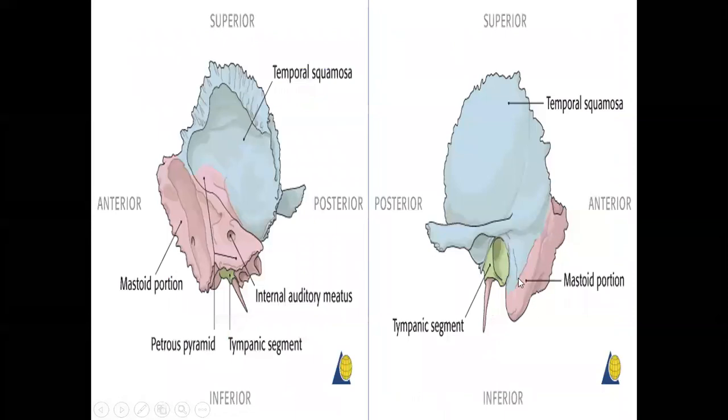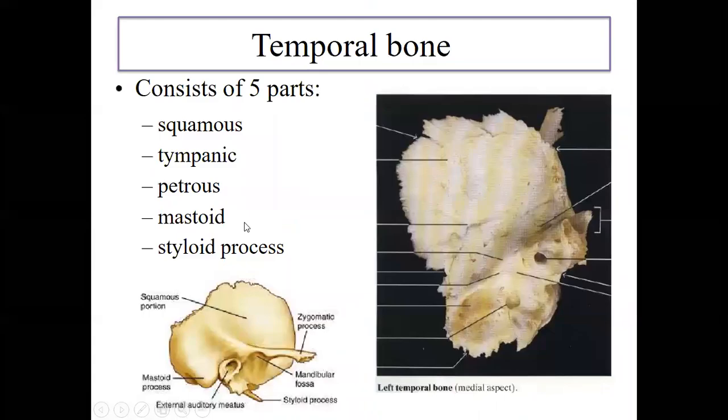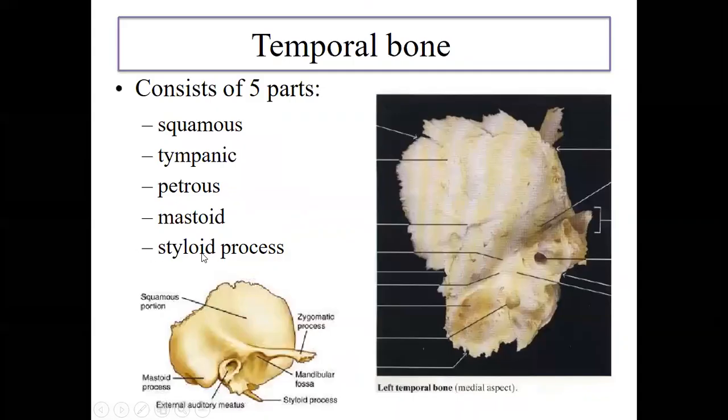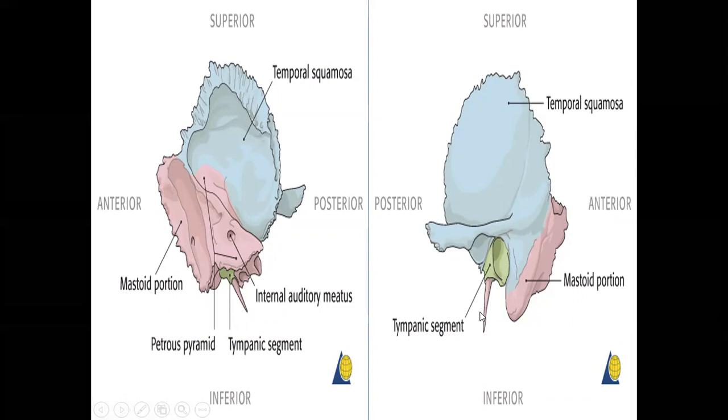The petrous portion. Sorry, not that one. This is the petrous part. Not this one, this is the mastoid portion. This is the petrous portion. And then we have the mastoid part. You can see here, this is the mastoid portion that I mentioned just now. So this petrous part is here, to correct what I mentioned just now. This is the petrous part. And then the styloid process. You can see here, this is the styloid process.